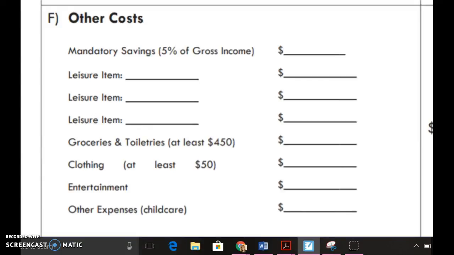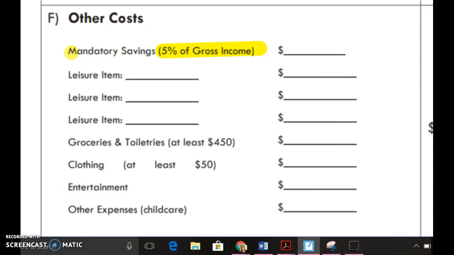So now that you've calculated your housing costs and your transportation costs, now you have the other costs section. You must fill in every part in this section. So let's start with the mandatory savings. You need to save 5% of your gross income.